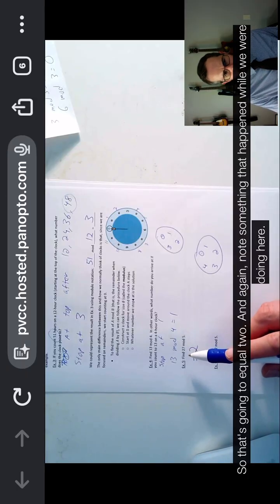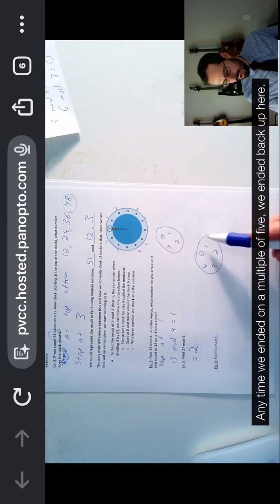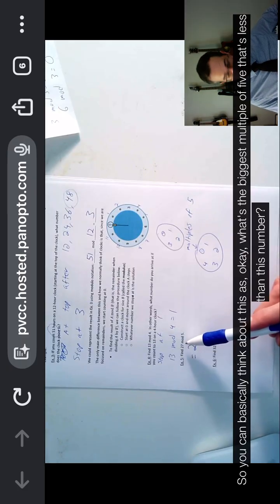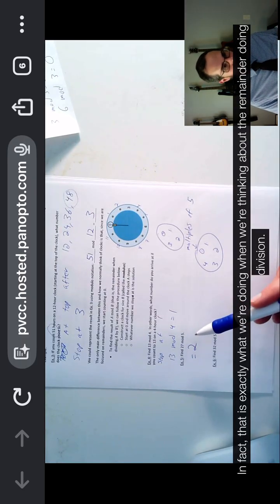And again, note something that happened while we were doing this. Anytime we ended on a multiple of 5, we ended back up here. So here we can note multiples of 5 all end up at the top. So you can basically think about this as, okay, what's the biggest multiple of 5 that's less than this number? In that case, that's going to be 25. And then how many numbers beyond 25 is it? In fact, that is exactly what we're doing when we're thinking about the remainder doing division.